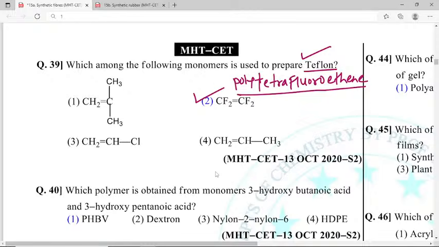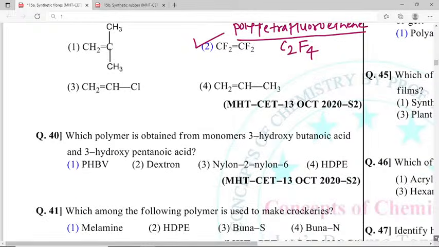Polytetrafluoroethene. So this has the monomer. What is the monomer? CF2 double bond CF2. It is also represented this way, C2F4, as a molecular formula. This is called Teflon, also called polytetrafluoroethene, C2F4.